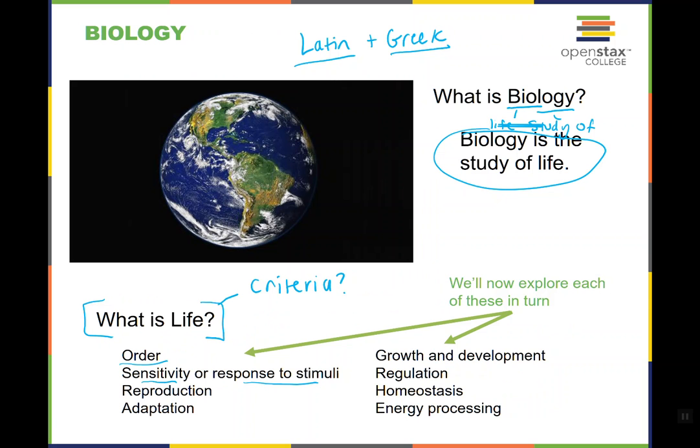Reproduction is another criterion for life. So a thing has to be able to make more of itself in order to be considered living. There's different kinds of reproduction. We'll talk about that. Adaptation is the ability to tolerate change in environment and survive in spite of it.